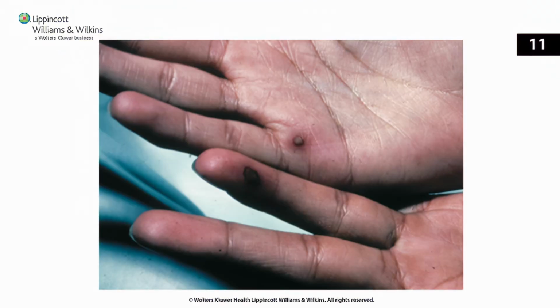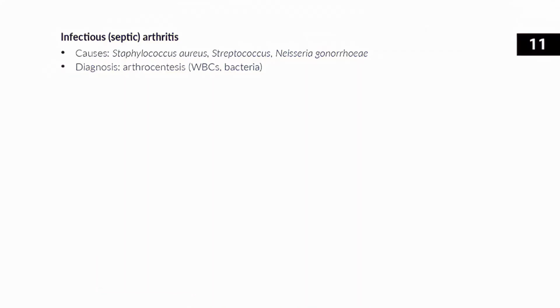Gonorrhea can cause synovitis, tenosynovitis, and pustules on the skin. How do we diagnose septic arthritis? You need to do an arthrocentesis. If you have any suspicion of septic arthritis, you have to stick a needle into the joint and aspirate some fluid. The fluid is basically pus, and when you look at it under the microscope, you will see a ton of white blood cells, and you might see some bacteria as well.